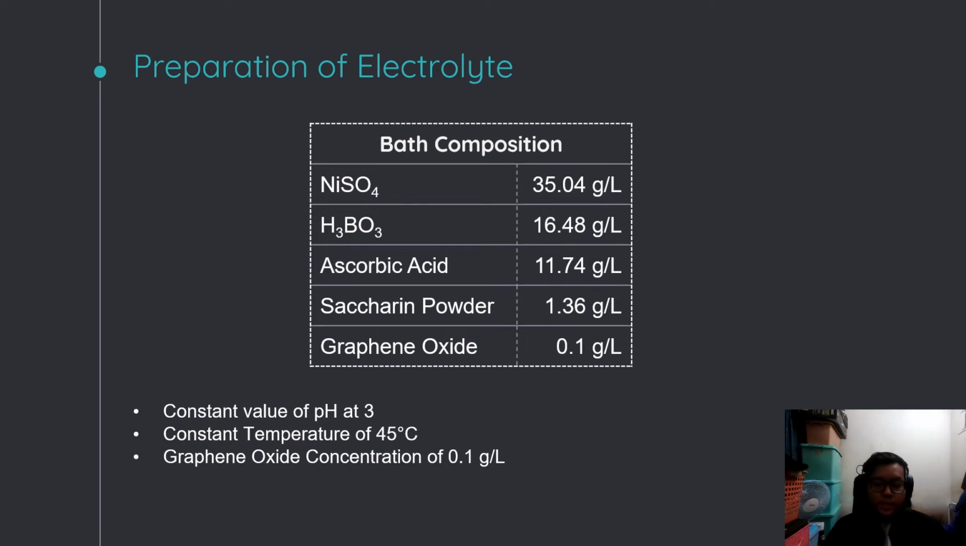Next is the preparation of the electrolyte. So the electrolyte consists of nickel sulfate, boric acid, isophobic acid, saccharin powder, and the graphene oxide. The electrolyte will be kept at a constant pH of 3 and a constant temperature of 45 degrees Celsius. The graphene oxide concentration will be 0.1 gram per liter.